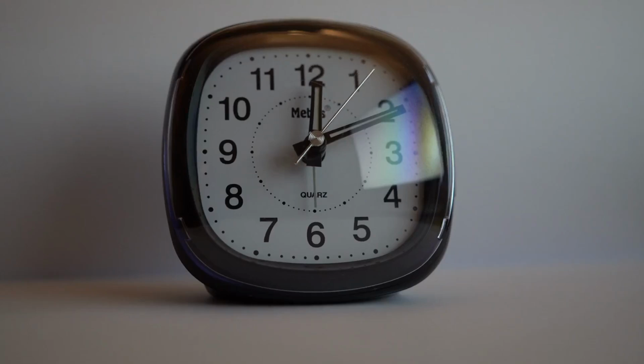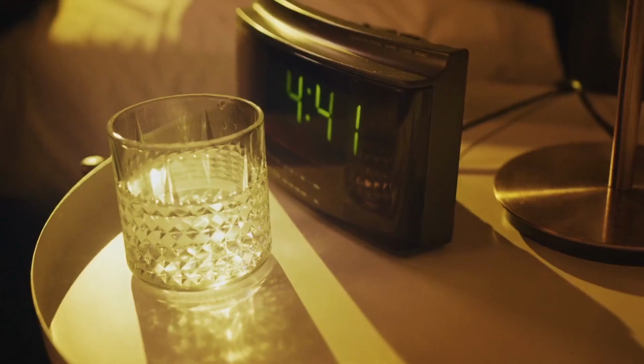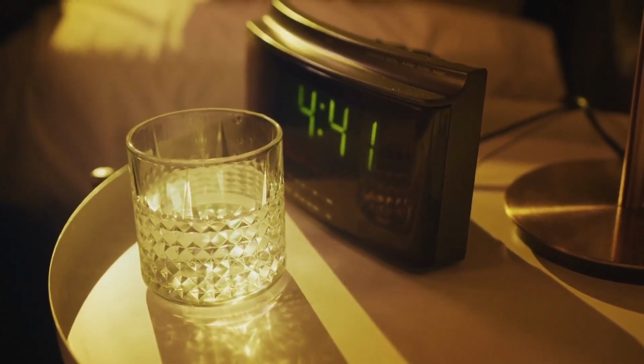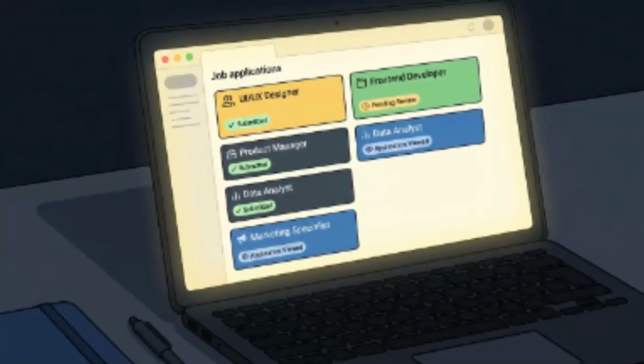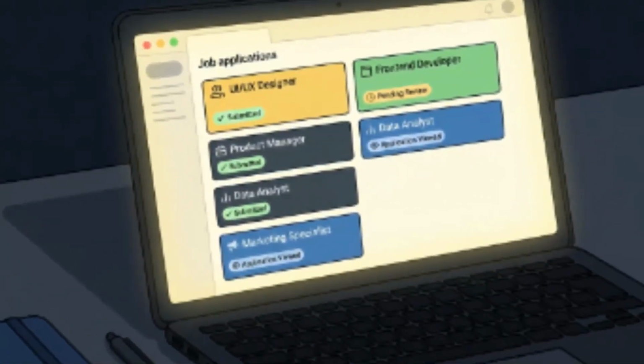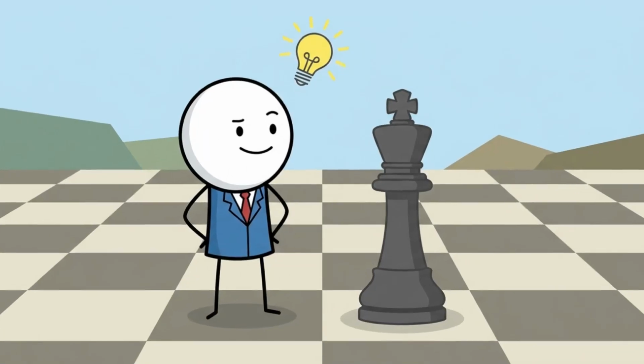But here's the problem. Some owners send invoices quickly but never review reporting. Make it a habit to monitor outstanding invoices and payment status regularly. This helps identify potential issues before they become serious cash flow problems.